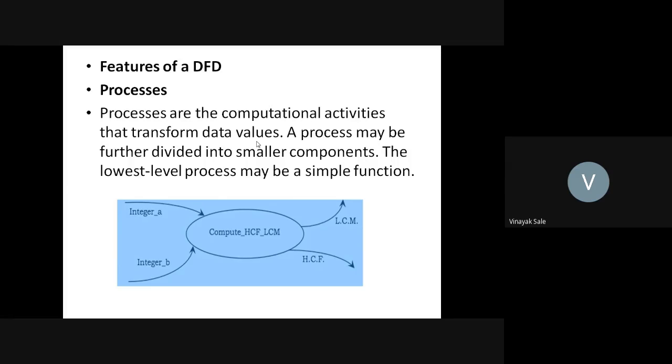Then I can calculate the required LCM and HCF. The inputs are integer A and integer B. Then this is the process, that is, the calculation of HCF and LCM of A and B. And this is the required LCM, this is the required HCF. These are the outputs of that process.